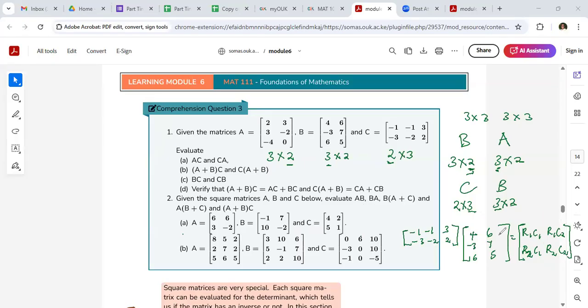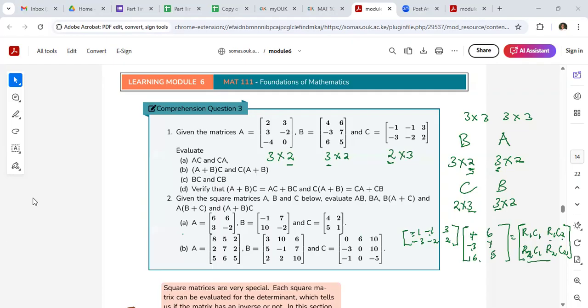For example, row 1 multiplied by column 1 would be -1 multiplied by 4, plus -1 multiplied by -3, plus 3 multiplied by 6. Then row 1 multiplied by column 2 gives -1 multiplied by 6, plus -1 multiplied by 7, plus 3 multiplied by 5. Then come to the second row: row 2 multiplied by column 1, row 2 multiplied by column 2. Multiply corresponding components, then find their sums. Is that clear?